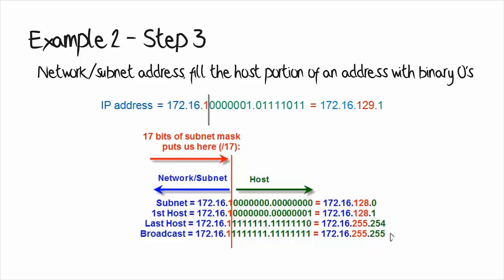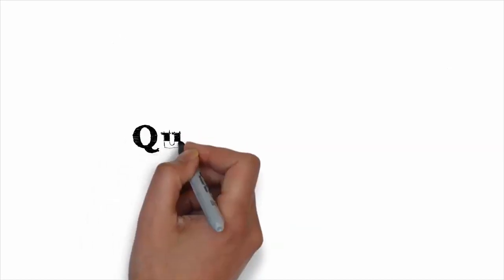172.16.255.255. I hope those 3 examples have helped you learn the binary method to work out the subnet, first host, last host, and broadcast address when presented with an IP address of a host and its subnet mask.